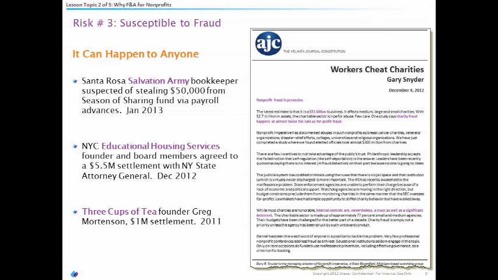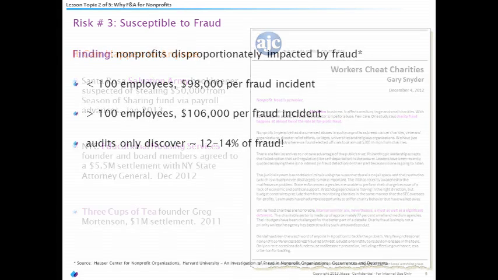If you do a scan across the events that happened over the last few years, very well-known nonprofits like the Salvation Army, the New York City Educational Housing Services, and Three Cups of Tea, which got a lot of press, were all victims of fraud. So whether you're small or large, you can put yourself at risk of fraud unless you put in place best practices and controls.